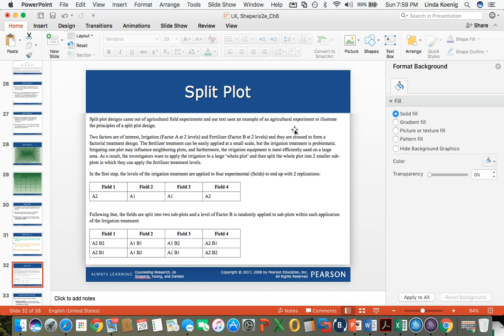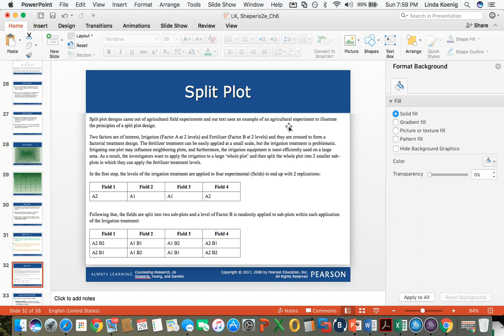All right, so a fertilizer treatment can be easily applied on a small scale. Irrigation treatment is problematic. Irrigating one plot may influence neighboring plots, and furthermore, irrigation equipment is most efficiently used on a large area. So the investigators want to apply the irrigation to a large or a whole plot, and then split the whole plot into two smaller subplots in which they apply the fertilizer treatment levels.